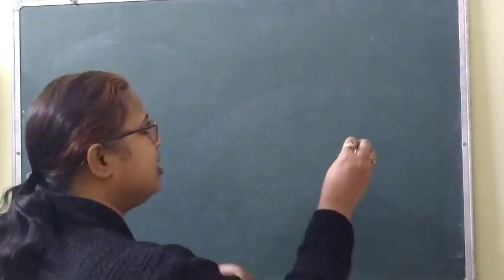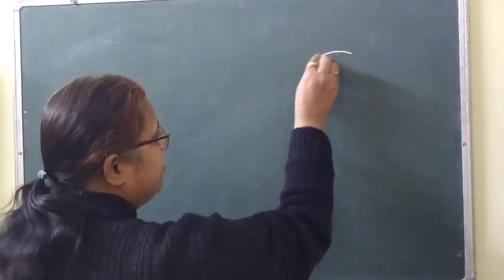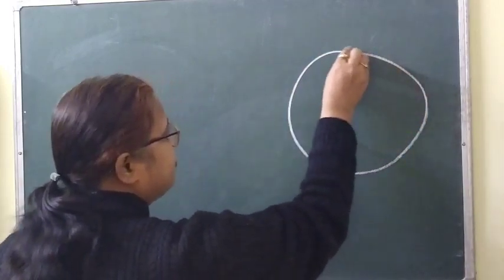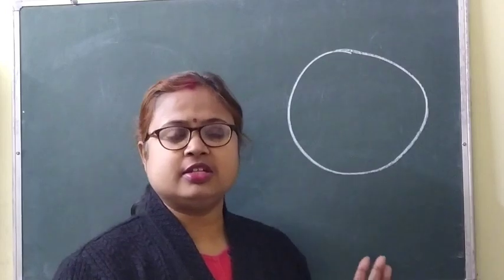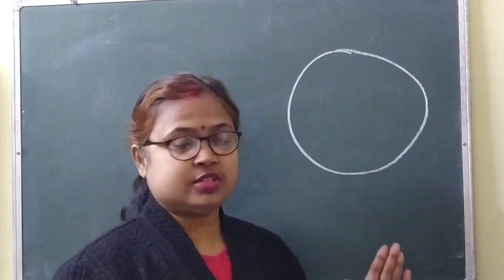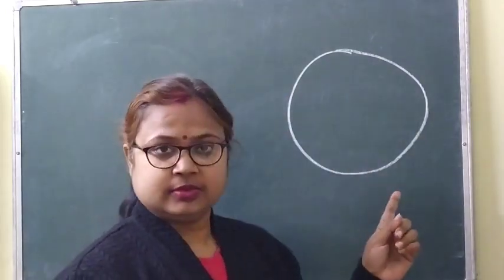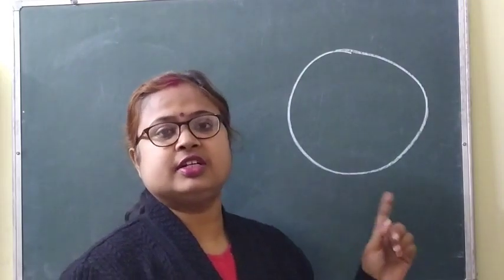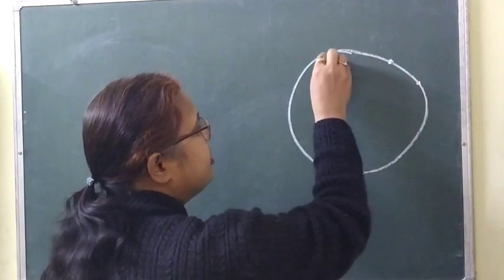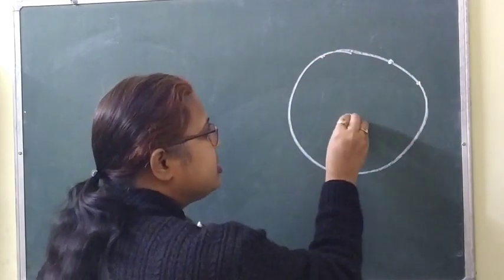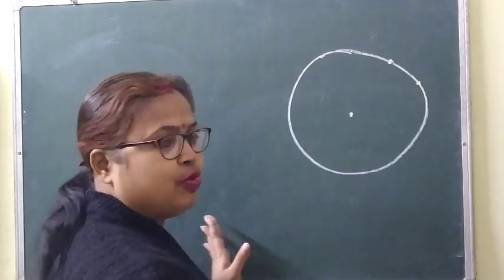You all are familiar with this figure. This is a circle. A closed curve figure such that all the points on its circumference are equidistant from a fixed point.